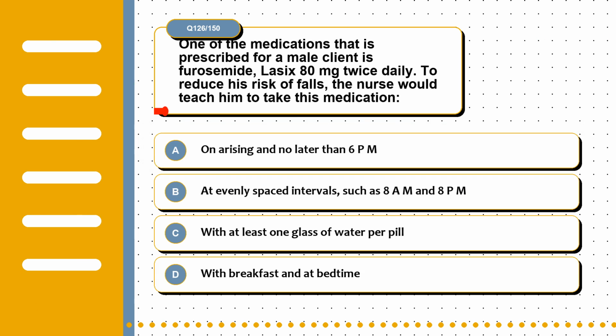Question 126. One of the medications that is prescribed for a male client is furosemide, Lasix, 80 mg twice daily. To reduce his risk of falls, the nurse would teach him to take this medication. Here are the options. Option A. On arising and no later than 6 p.m. Option B. At evenly spaced intervals such as 8 a.m. and 8 p.m. Option C. With at least 1 glass of water per pill. Option D. With breakfast and at bedtime.